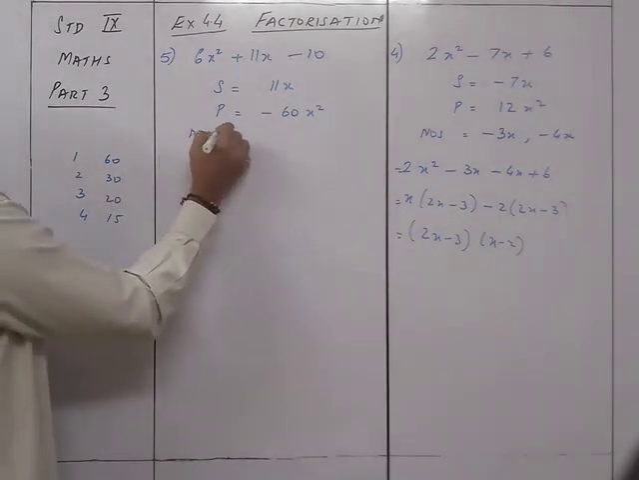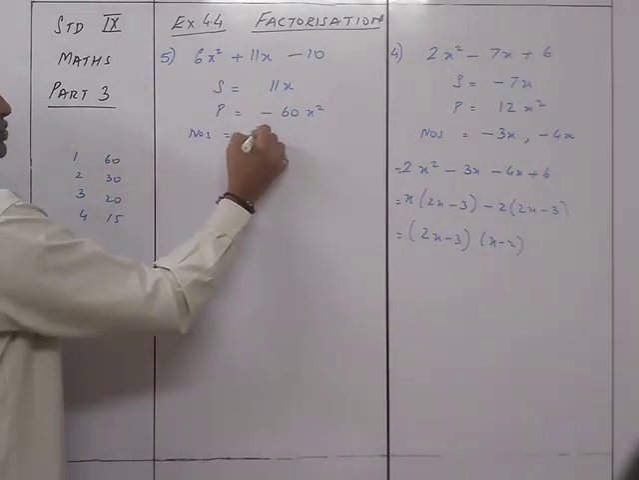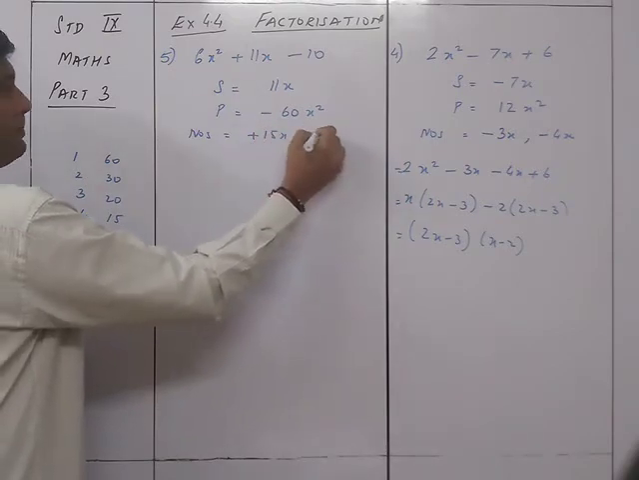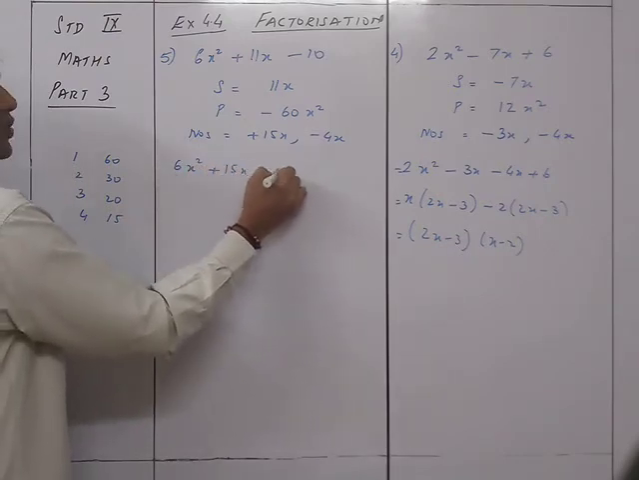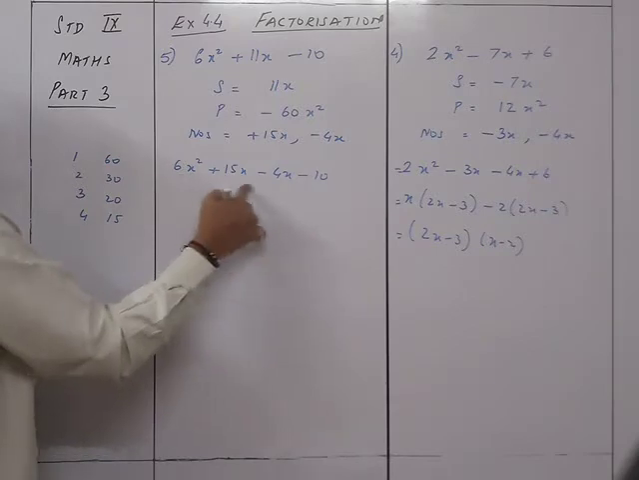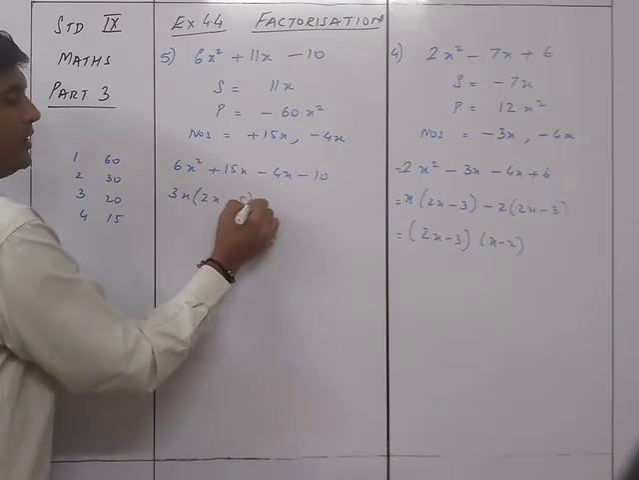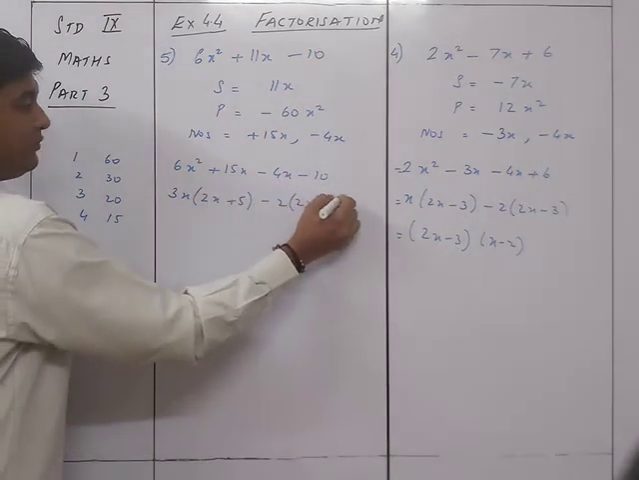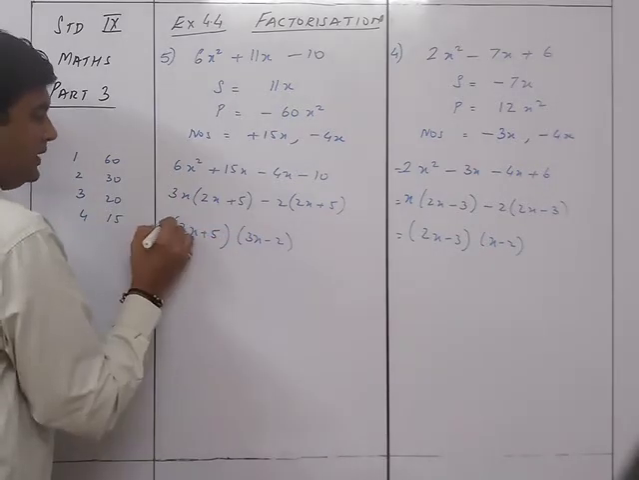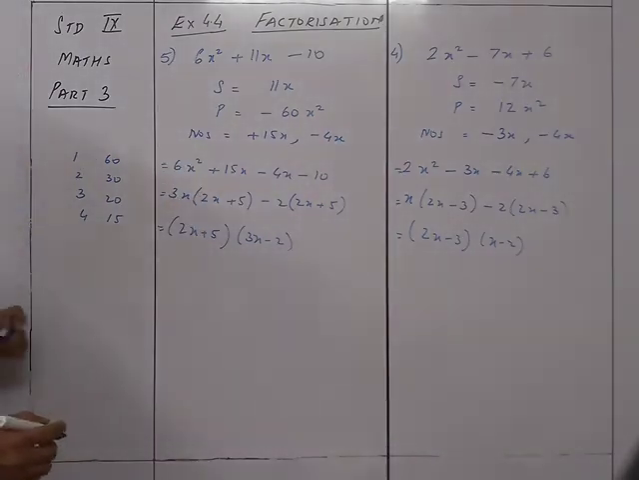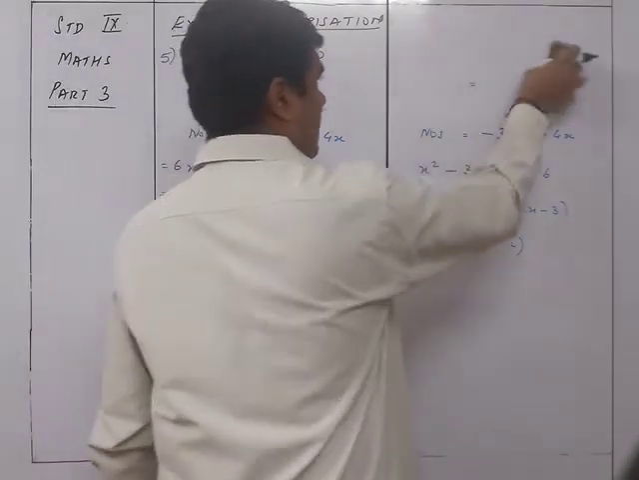So the numbers will be equal to, now I want a minus sign here, but the bigger size will be 15. So 15 will be bigger, so plus 15x and smaller will be minus 4x. So accordingly you have 6x squared plus 15x minus 4x minus 10. So that will give me, as the difference is 3x, 3x will be the common thing. You get 2x plus 5 minus 2 common 2x plus 5. So the answer is 2x plus 5 and 3x minus 2. So that's the answer for sum number 5. Moving on to sum number 6.